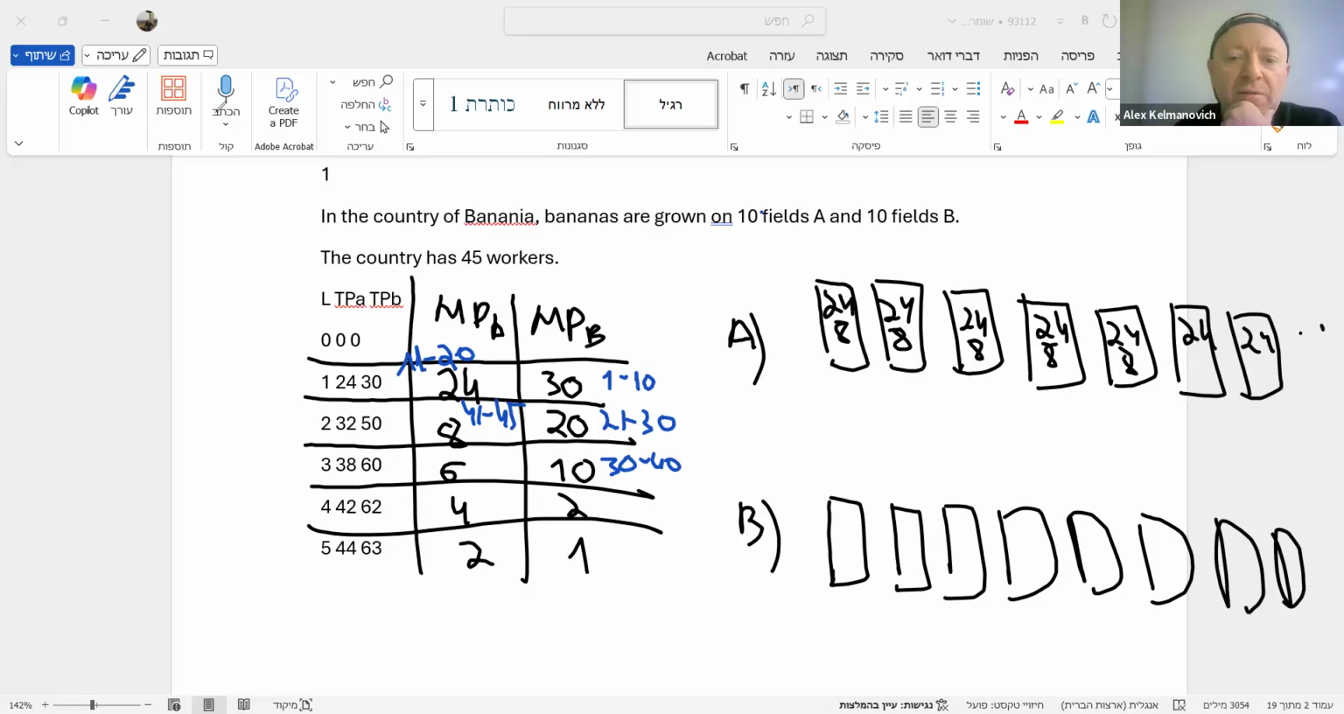In field B, we have 10 labors of 30, 10 labors of 20, sorry, and 10 labors of 8.